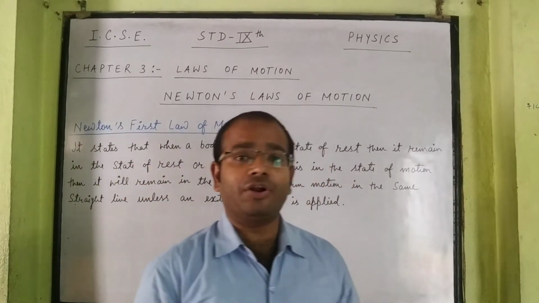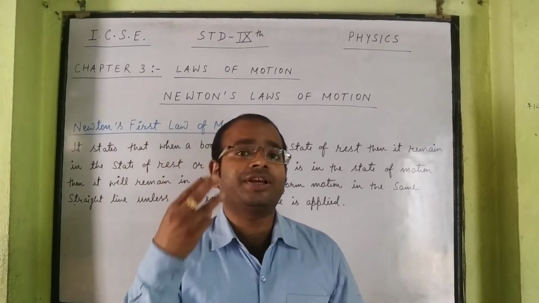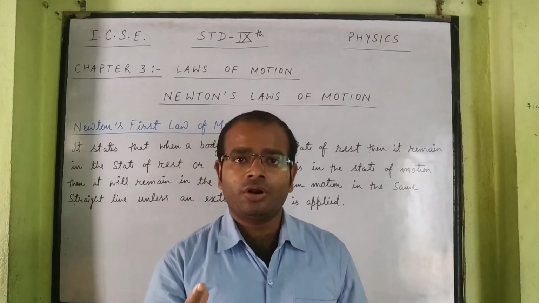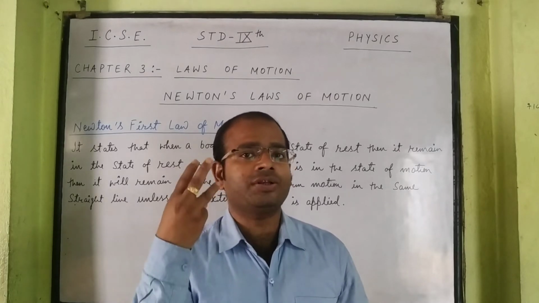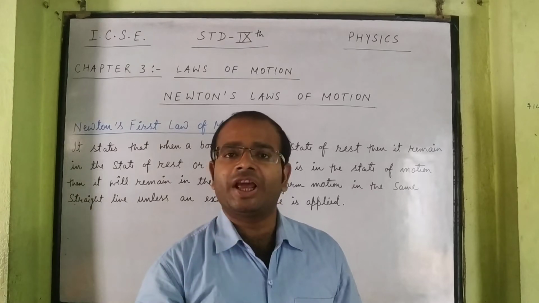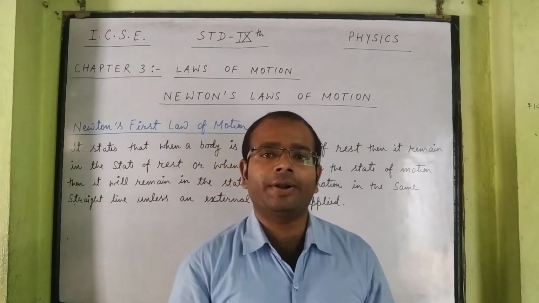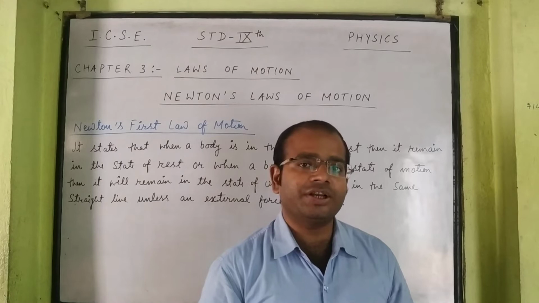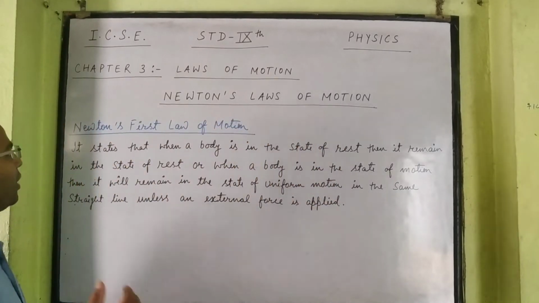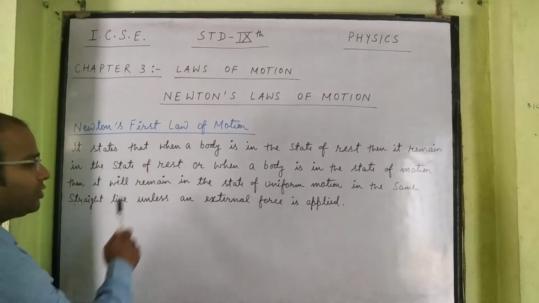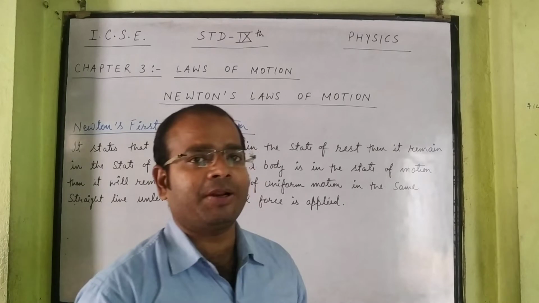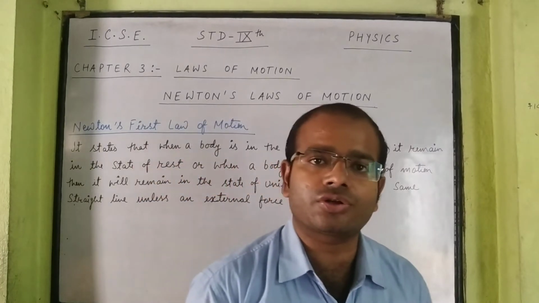Everyone knows that Newton has given 3 laws, and they are called Newton's first law, Newton's second law, and Newton's third law. All the 3 laws are very famous worldwide and among the students and teachers of physics. So one by one we are going to explain Newton's first law, second law, and third law. Let me start with the explanation of Newton's first law.